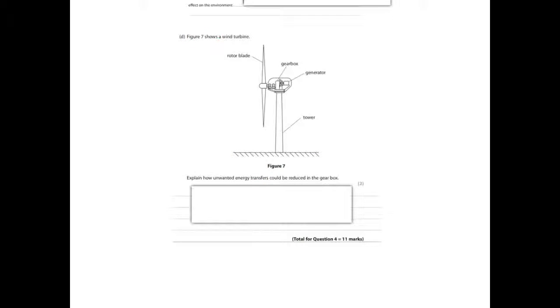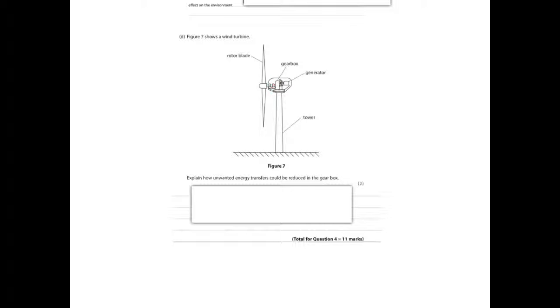Figure 7 shows a wind turbine. You can see a rotor blade, gearbox, generator, tower and so on. Explain how unwanted energy transfers could be reduced in the gearbox. So remember, we just want the gearbox to turn the rotor blade. Any other type of energy transfer would be inefficient.